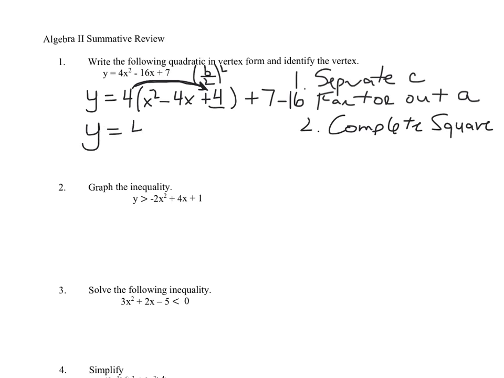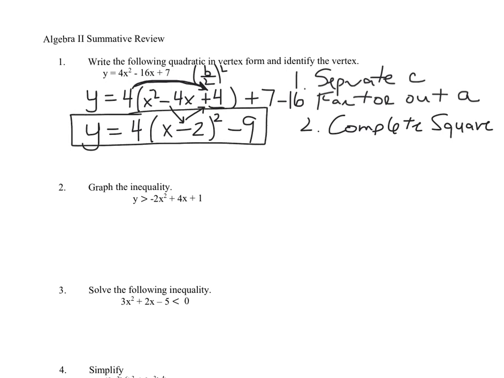Then I'm left with 4 times, this would be x minus 2 squared. 7 minus 16 would be a minus 9. This is always half of b, and this is b squared. Now, this is vertex form, right there, and your vertex would be the point positive 2, negative 9.